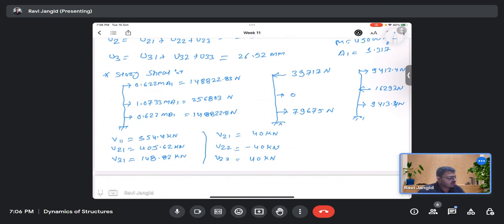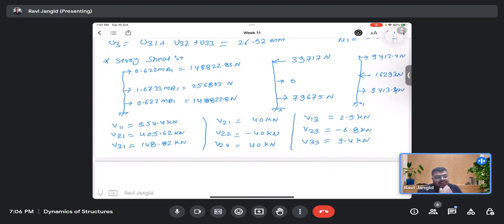Okay, then V13 is 2.5 kilonewton, V3 is 6.8 kilonewton, and VT3 is 9.4 kilonewton. Similarly, you can find out the overturning moment also.